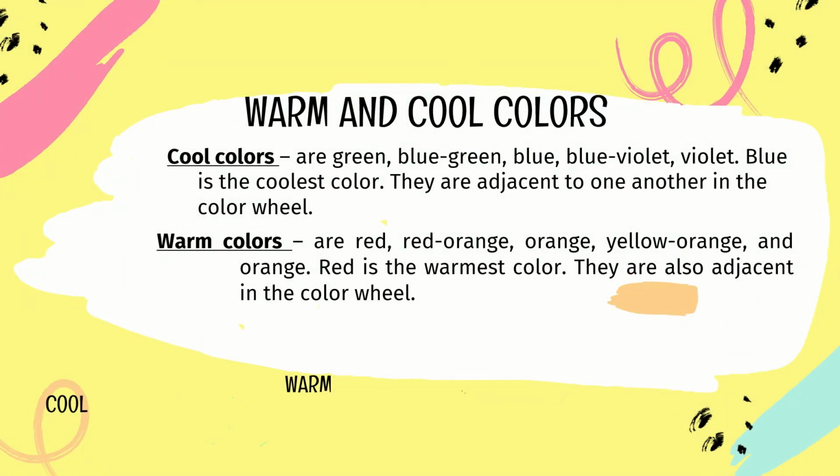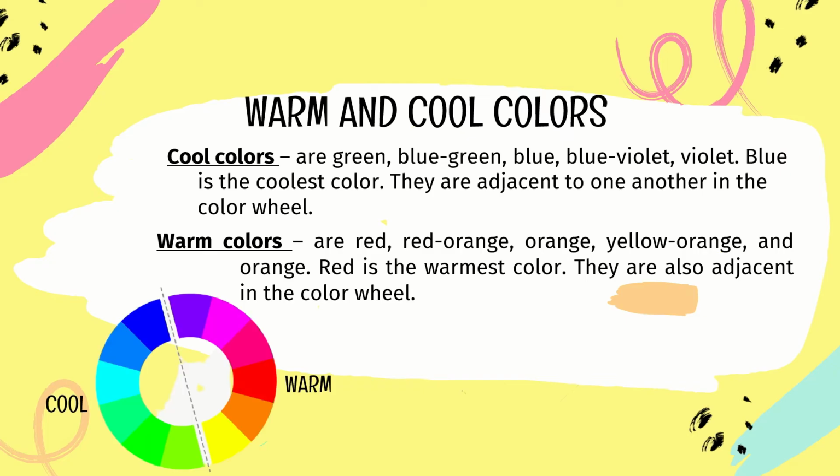Let us proceed to the warm and cool colors. Cool colors are green, blue-green, blue, blue-violet, and violet. Blue is the coolest color. They are adjacent to one another on the color wheel. Warm colors are red, red-orange, orange, yellow-orange, and yellow. Red is the warmest color. They are also adjacent on the color wheel.